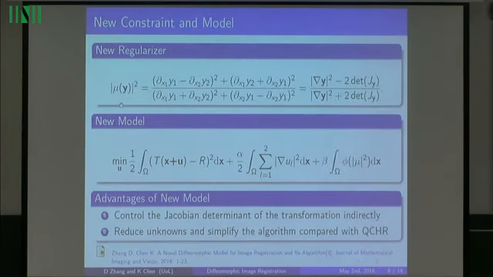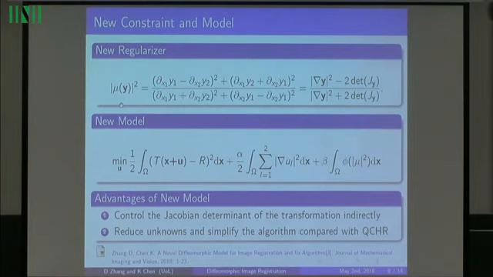Motivated by the Beltrami coefficient, we propose this new regularizer, and we can find its relationship with the Jacobian determinant. That is, this term being smaller than 1 is equivalent to the Jacobian determinant being larger than 0. So here we add this new regularizer to the diffusion model to get a new model. Our model has two main advantages. Firstly, we control the Jacobian determinant of the transformation indirectly.